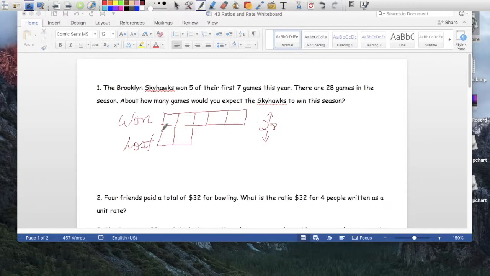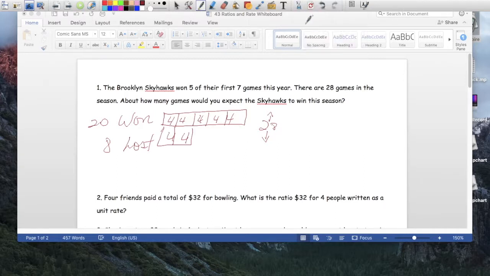So what number can go into all these boxes? Well, 28 divided by 1, 2, 3, 4, 5, 6, 7 means that each box will have the number 4. And how many games would you expect them to win this season? Well, I would expect them to win 1, 2, 3, 20 games. And they would lose 8 if they play 28 games.